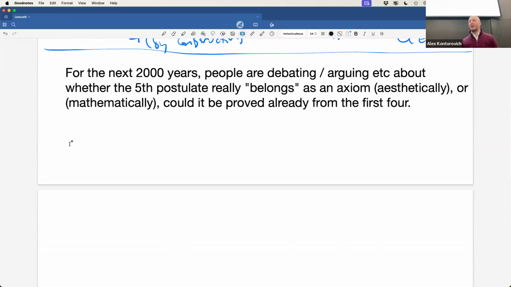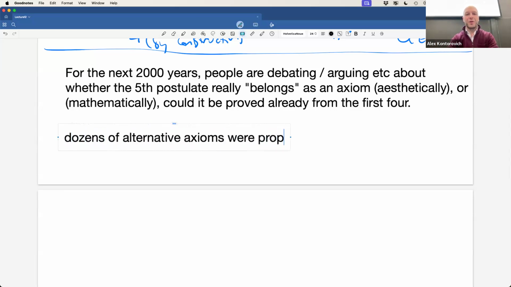There's something called Playfair's axiom, and hundreds of alternative axioms were proposed. Maybe hundreds is a little strong. Let's say dozens of alternative axioms were proposed to replace P5. Remember, P5 is really a mouthful. When a transverse line falls on two lines so that the angles on the same side add up to less than two right angles, then when you extend those two lines indefinitely, eventually they'll cross. That's a really, really big thing.